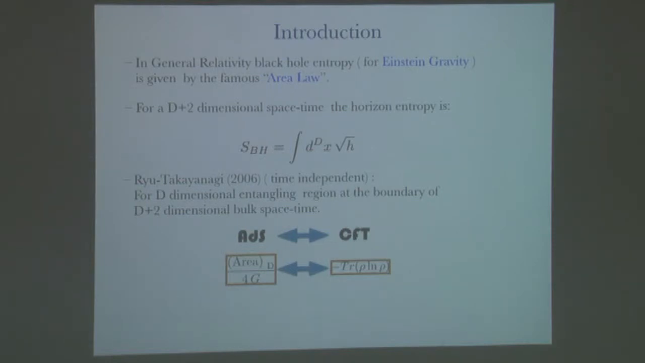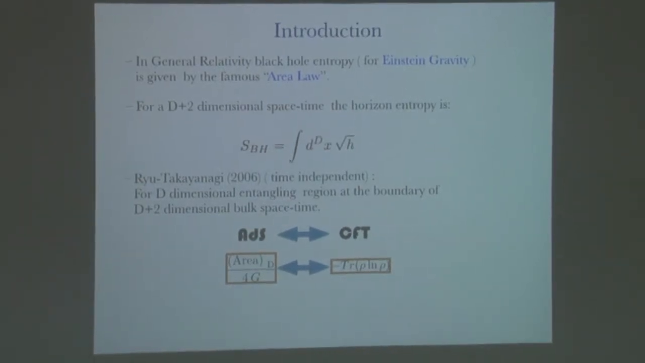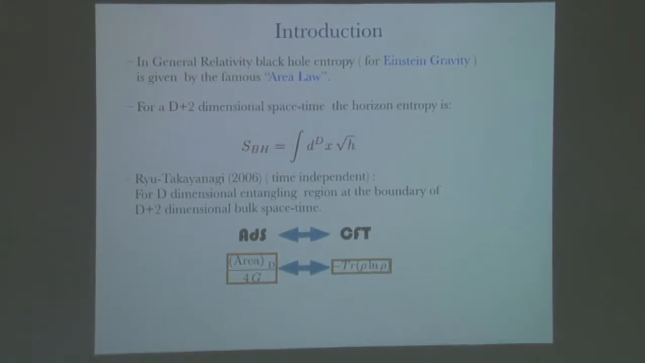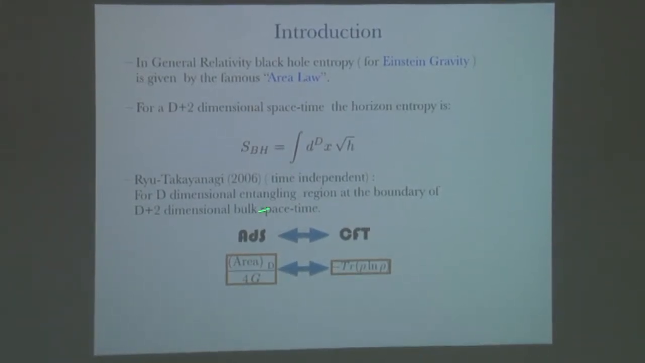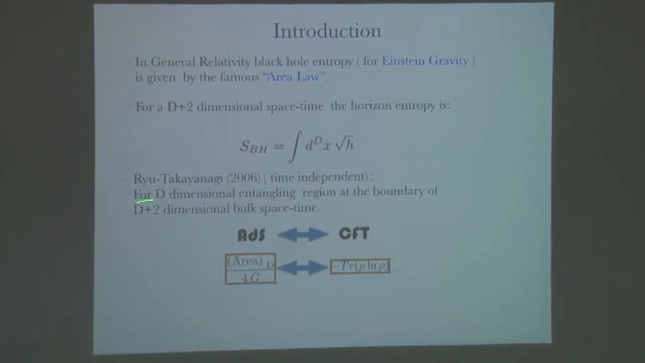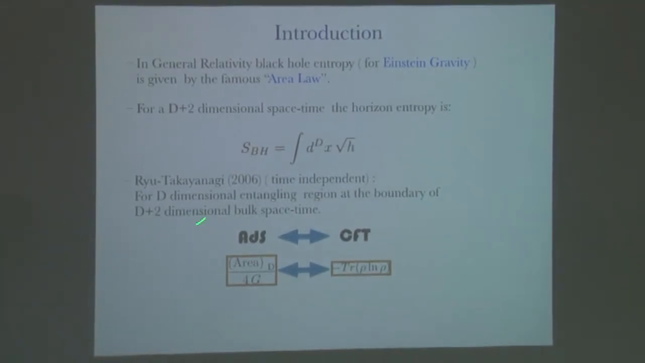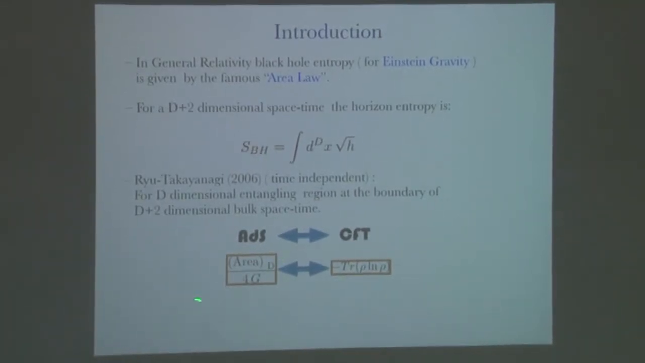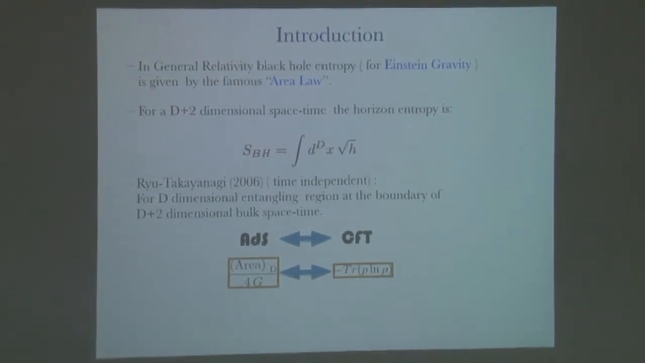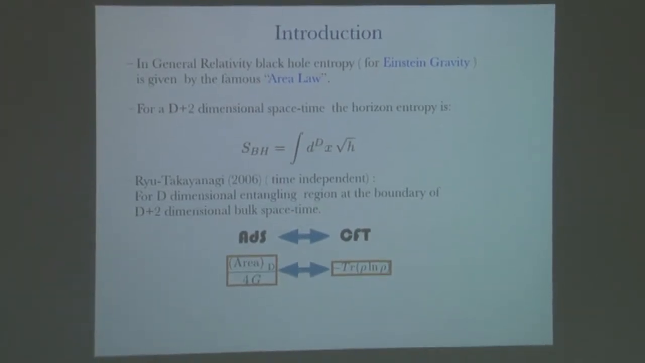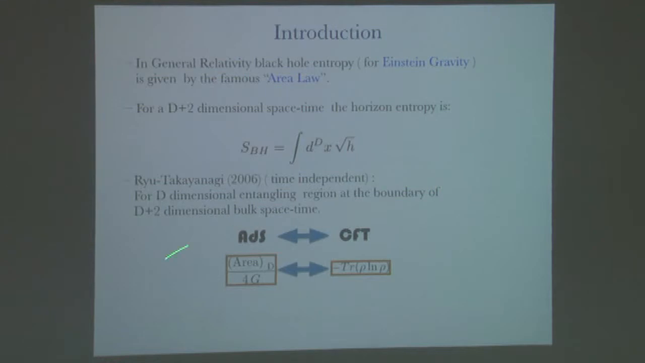On the other hand, we have the Ryu-Takayanagi conjecture for the time independent entanglement entropy. For a d dimensional entangling region at the boundary of a d plus 2 dimensional bulk space time, the holographic entanglement entropy is given simply by the area of some codimension 2 extremal surface, which hangs from this entangling region and penetrates inside the bulk. From the CFT side, we usually compute this entanglement entropy by computing the reduced density matrix. So this is the map in our case.